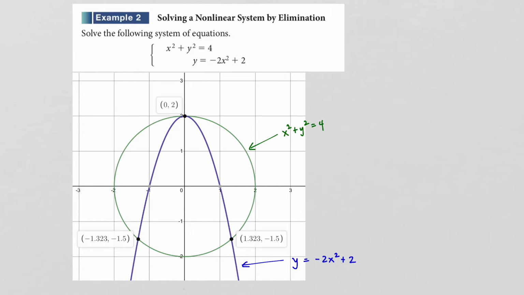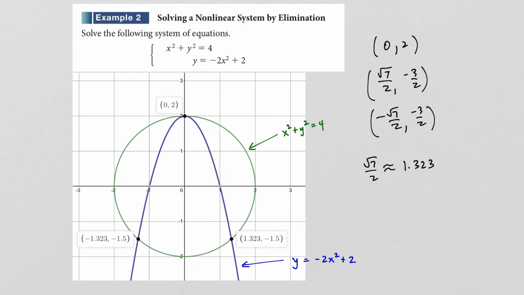So once again, here is the system that we just solved. The first graph, x squared plus y squared equals 4, is a circle of radius 2. And the second graph, y equals negative 2x squared plus 2, is a parabola that opens downward. And you can verify from the picture here that we have three solutions. We have a point of intersection here, which occurs at 0, 2. And we have 2 points of intersection down here, which occur at these points.